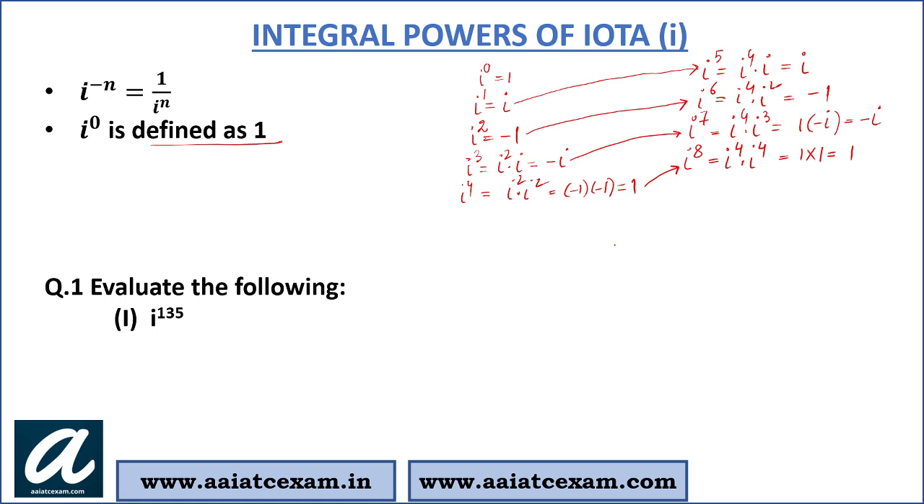Now students, let me conclude one thing from here. The crux of this is that whenever you are writing iota raised to the power 4, this is equal to 1. So whatever will be the term of multiple of 4, that is iota raised to power 4n, this will be equal to 1. For example, iota raised to power 4, iota raised to the power 8, iota raised to power 12. All these values should be equal to 1.